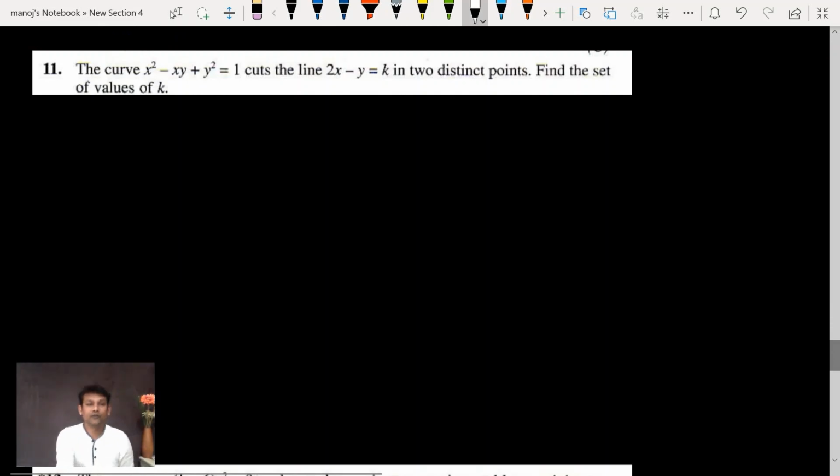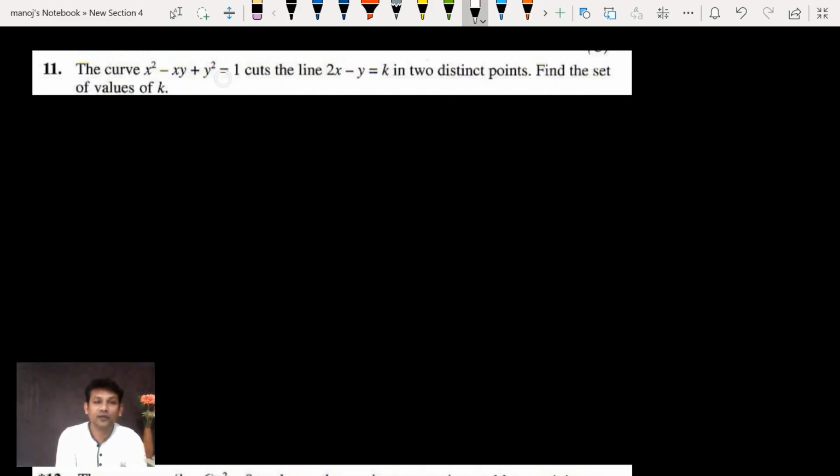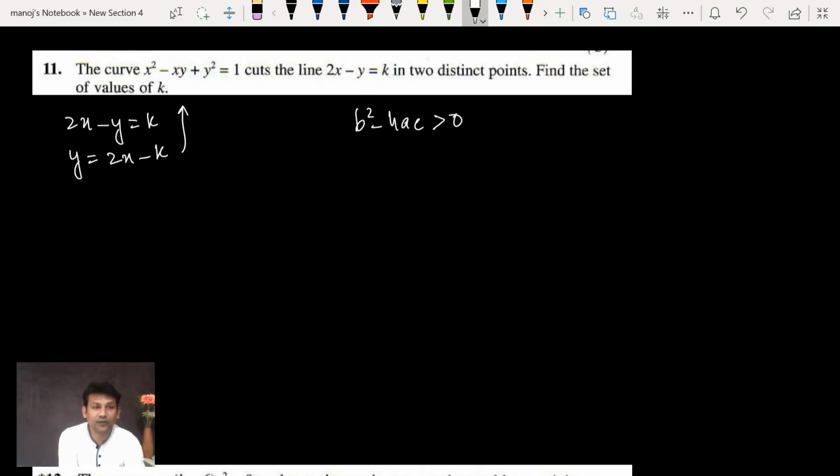This type of question we have in examination past papers. The curve meets the line at two distinct points, so b square minus 4ac is greater than 0. This is our discriminant condition here. Okay, curve and the line. From the line, 2x minus y is equal to k. I can make y the subject first of all, so this should be positive: y is 2x minus k, and I can substitute this value in the quadratic equation.